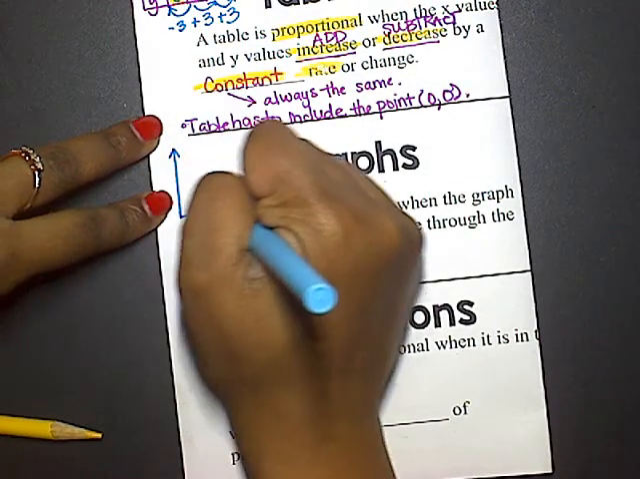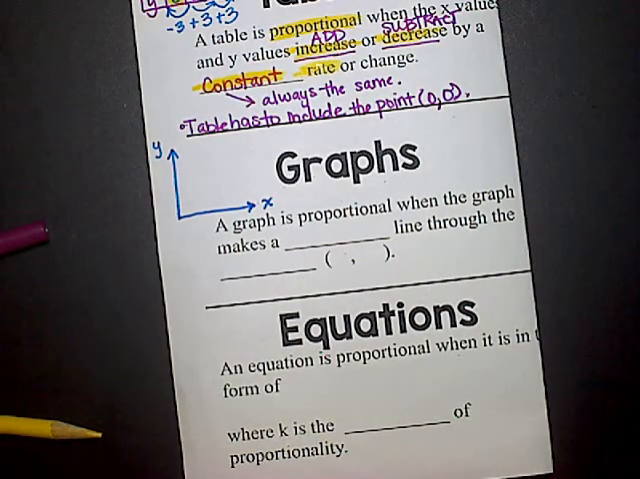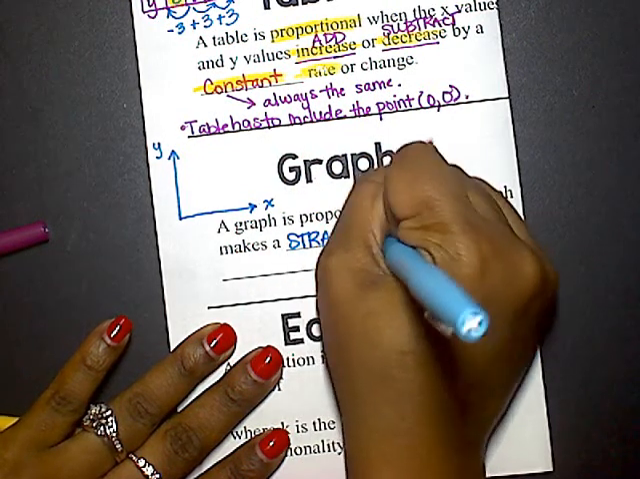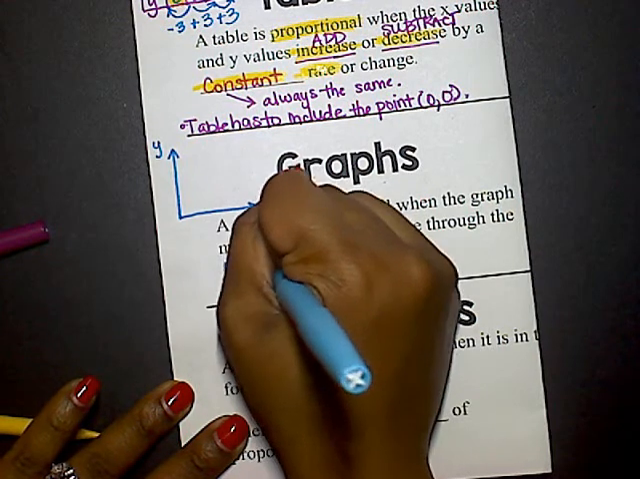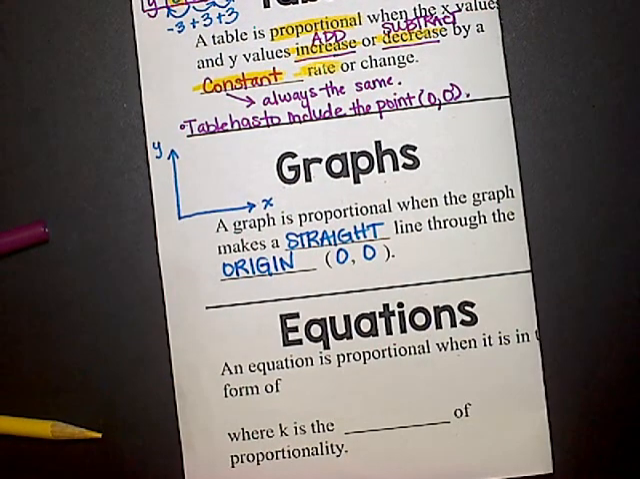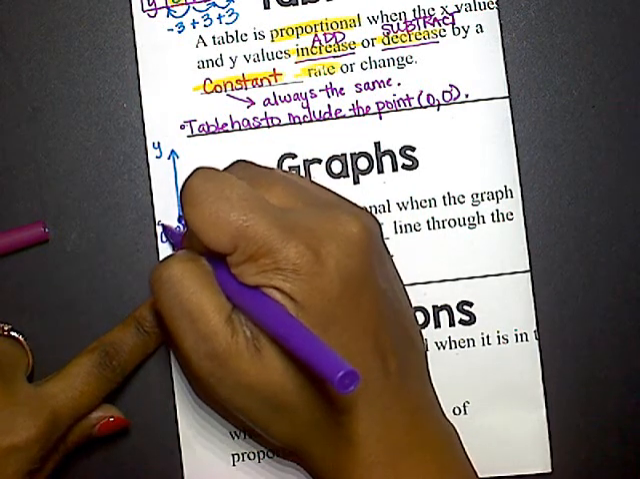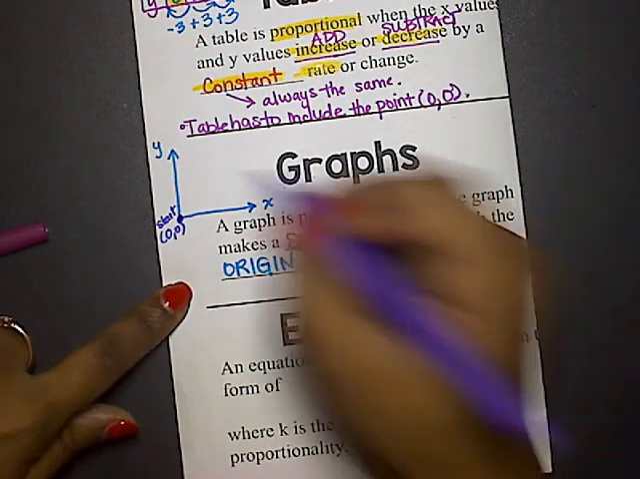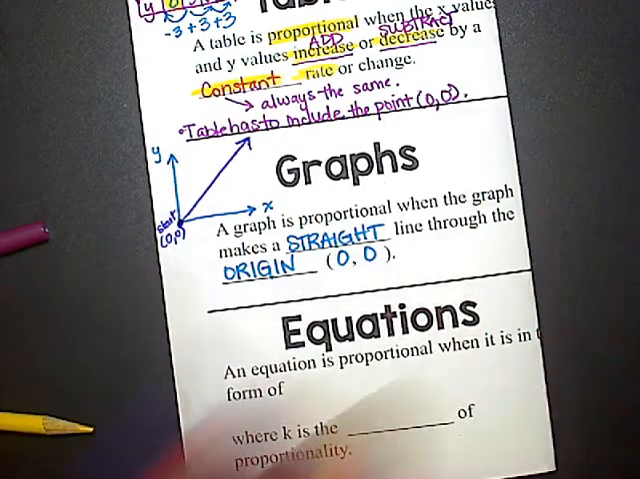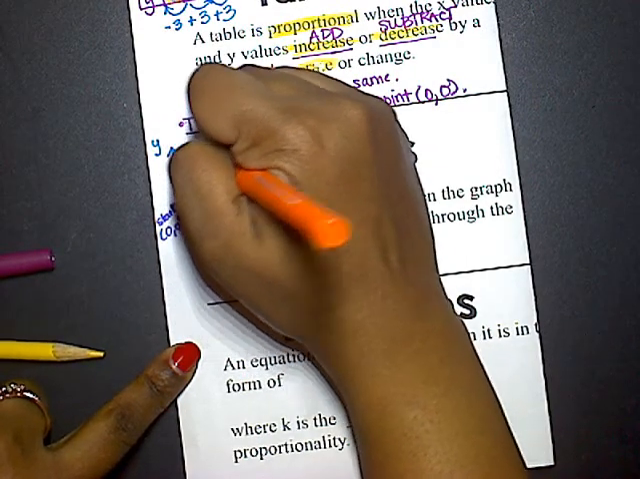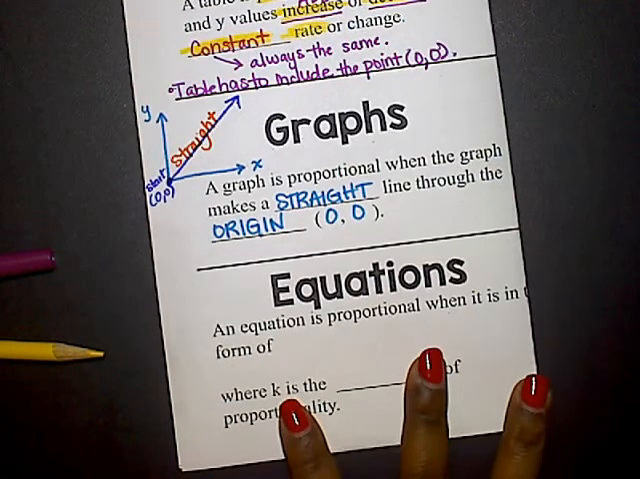I'm going to just draw us a graph, just like this. This is x and this is y. So a graph is proportional when the graph makes a straight line through the origin, which we know the origin is 0, 0. So in our diagram, you will see that this is our origin where x and y meet. So it has to start here. It has to start at 0, 0. And then it's going to create this straight line just like this. And it's also what we call a diagonal.